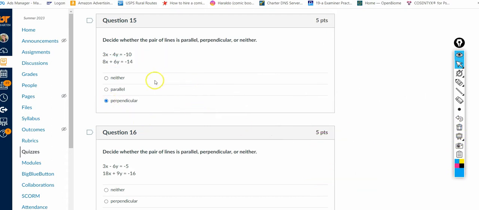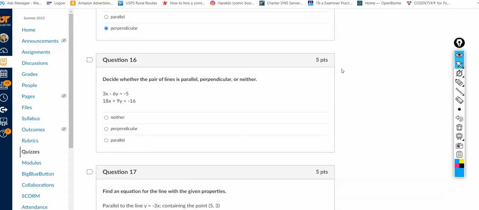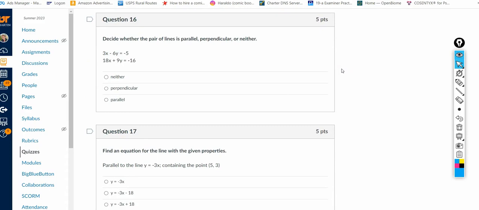Now, if they had had the same slope, because this comes from a test bank, your question might have been two lines that were parallel. They would have had the same slope. And neither, then they wouldn't have had the same slope, and they would not have been negative flips of each other. Okay. All right, so this is another one.